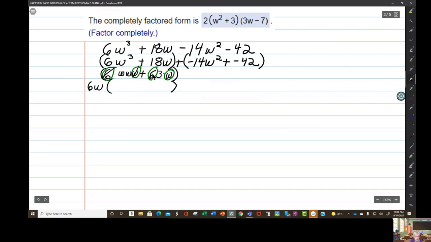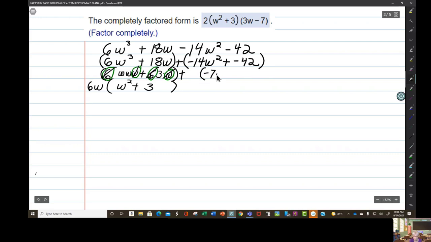And boom, boom, boom, boom. We are left with W times W, that's W squared, plus 3. Now over here, this is the highest degree term in the set of parentheses, and it's negative. Its leading term is negative, therefore we have to have a negative GCF coming out of here. So let's do it now.